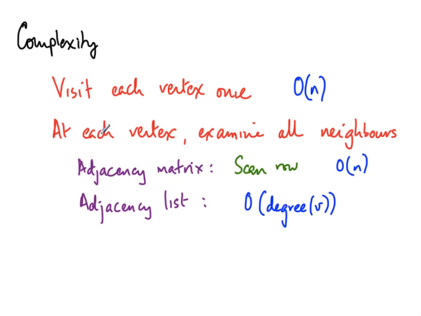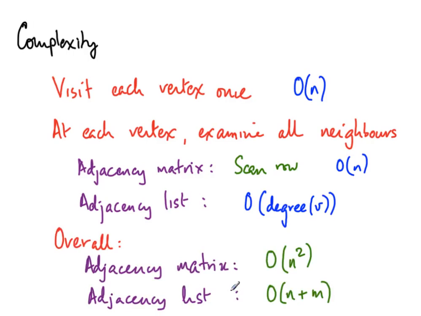At each vertex, we have to examine all the neighbors. In an adjacency matrix, this means we have to scan the row for the vertex. That means regardless of how many neighbors it has, we have to spend order n time to pick up all the ones in that row. On the other hand, if we have an adjacency list, then we only have as many entries in the list as there are neighbors. So the amount of processing time for a given vertex is exactly the degree of that vertex.